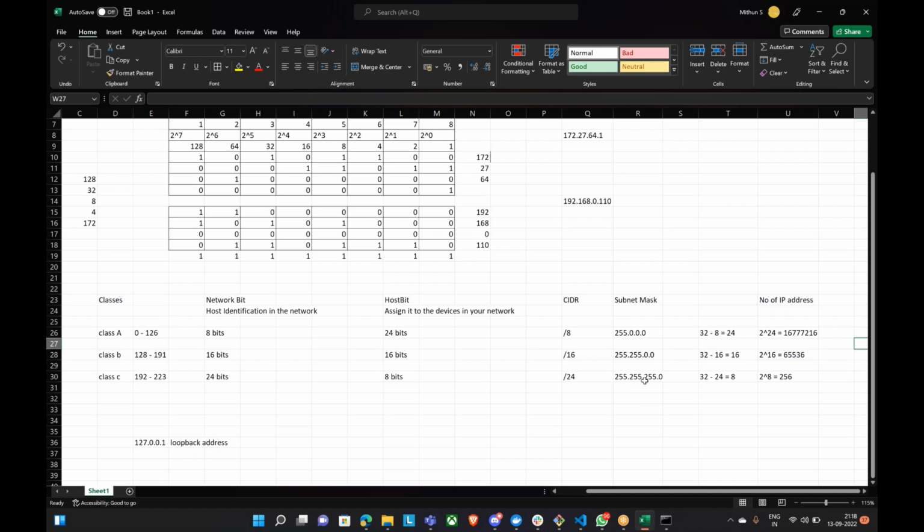In a class A, that range you have set, 0 to 126. So how does it refer to, sir?